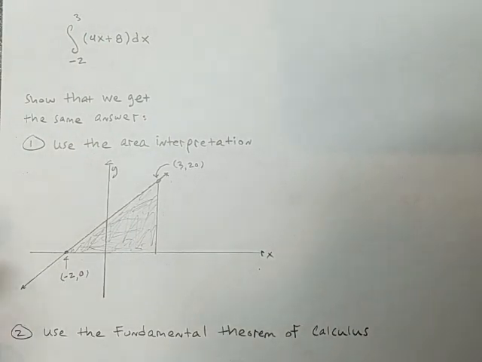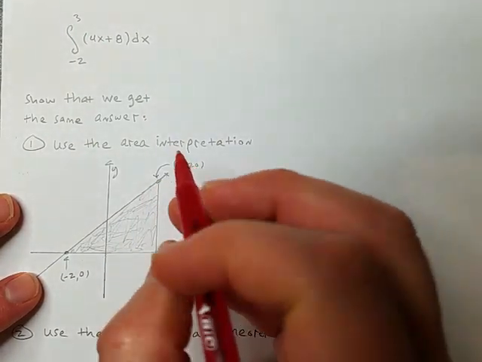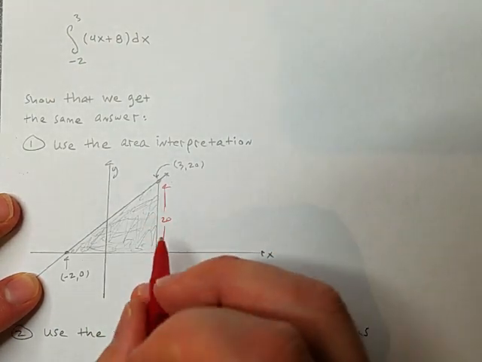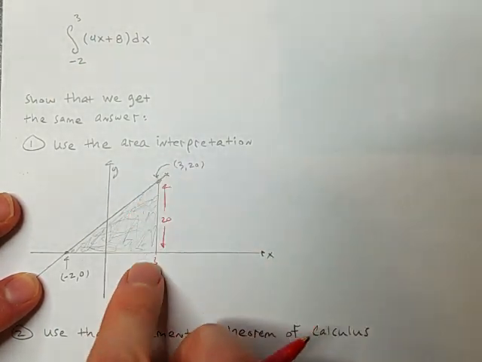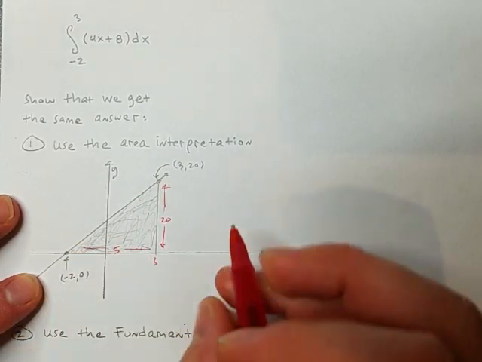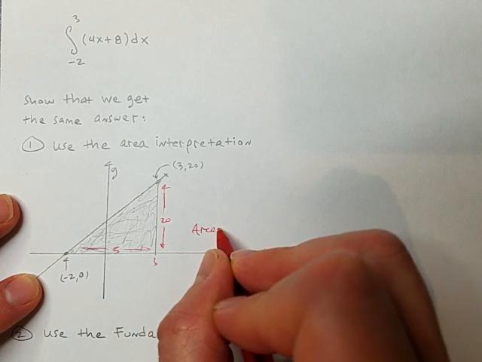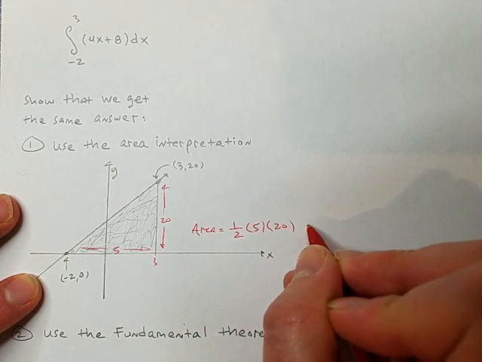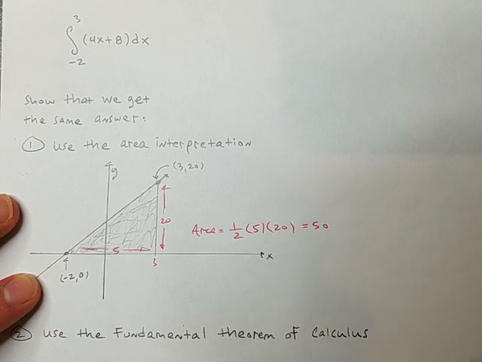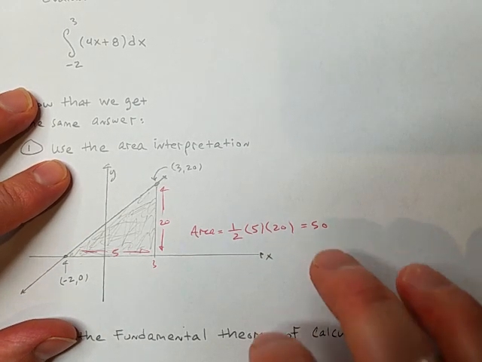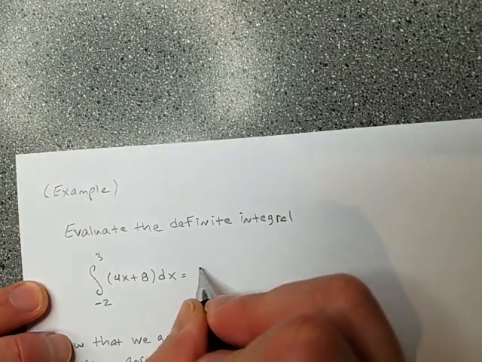So we'll look at it. I found that point to be at 20, so it's 20 units tall. And where was that? It's 3, and that's 2, so it's 5 units wide. The area of that triangle is 1/2 times base times height, and so that's going to be 50. All right, 50 square units. That's the area, so our answer is 50.